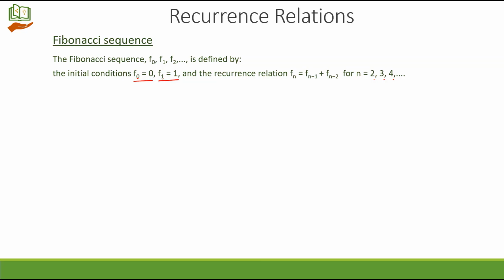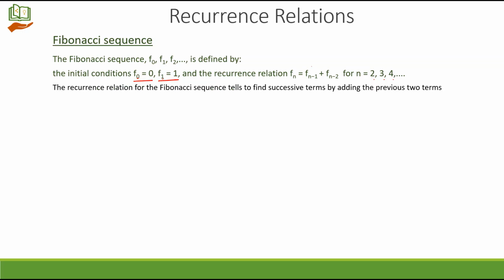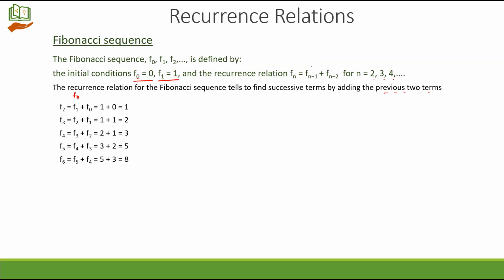So what should be the next term? It should be f2, and moreover when you substitute 2 here, 2 minus 1 will give f1, 2 minus 2 will give f0. Only with f1 and f0 you are going to compute f2. The recurrence relation for the Fibonacci sequence tells us to find successive terms by adding the previous two terms. So let's take f2. This is fn minus 1 plus fn minus 2. 2 minus 1 will give 1, 2 minus 2 will give 0. f1 plus f0 is 1 plus 0, which is equal to 1. So we have f2 is equal to 1.